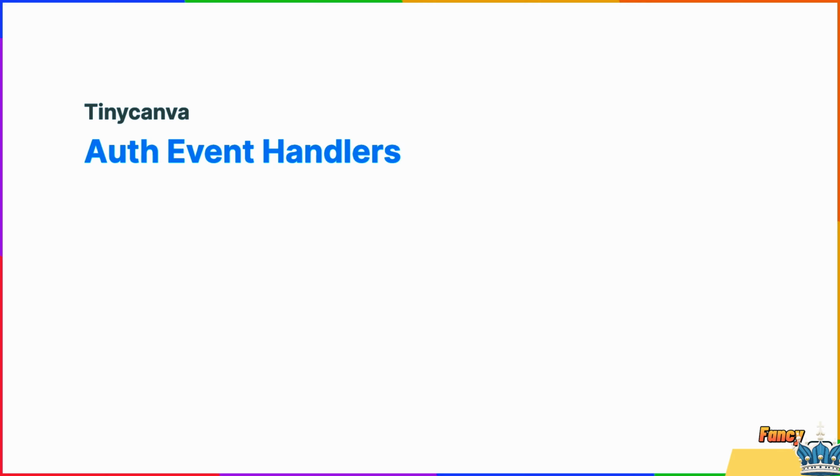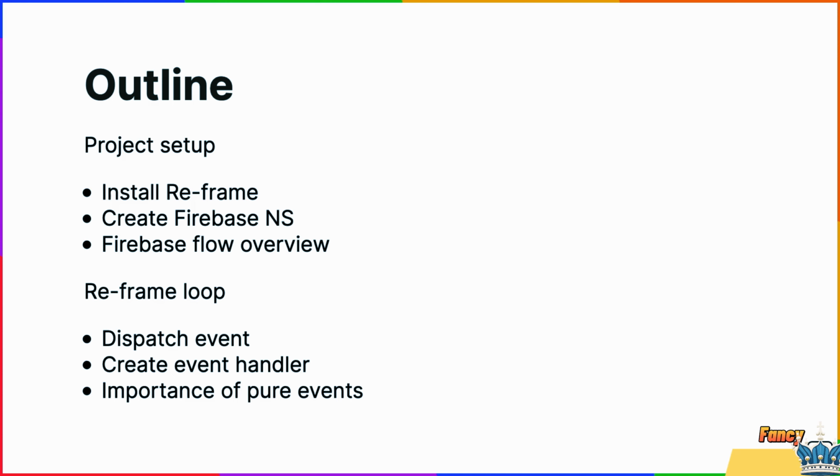In this chapter, we will start implementing the re-frame loop for the authentication process. There are two major parts to this chapter: initializing re-frame and setting up your project, and then actually implementing the re-frame loop. We will skip through the initialization process in the video and recommend that you use the notes to follow along, and this screencast will only cover the re-frame aspects of the authentication. Once you have installed re-frame and set up the Firebase namespace, you can start with the dispatch process.